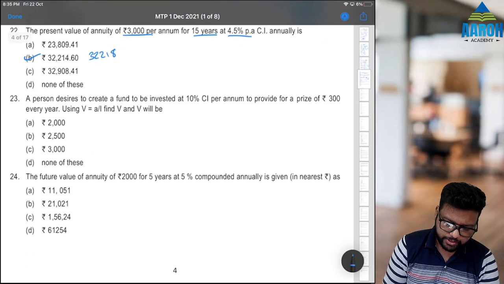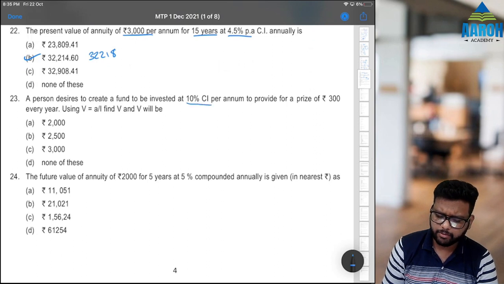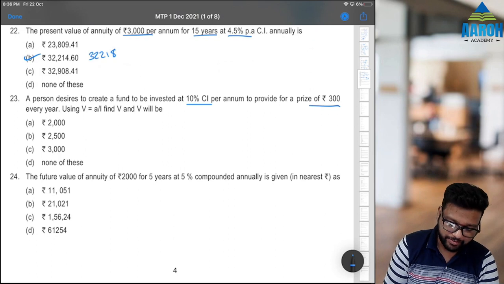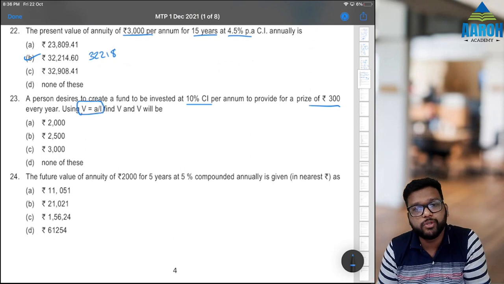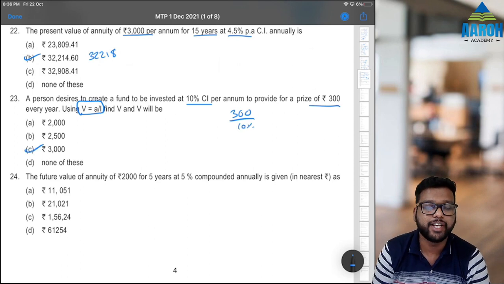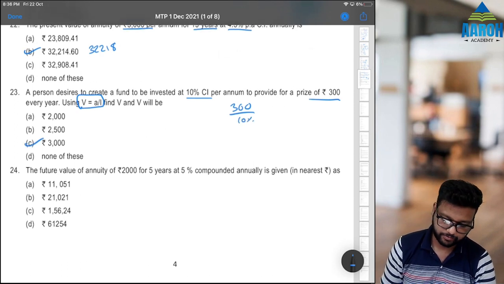23. A person desires to create a fund to be invested at 10% per annum to provide for a prize of 300. Okay, module question using V is equal to A by I. They have given formula also. So A by I. 3000 will be the answer directly. Perpetuity, right? Fine.